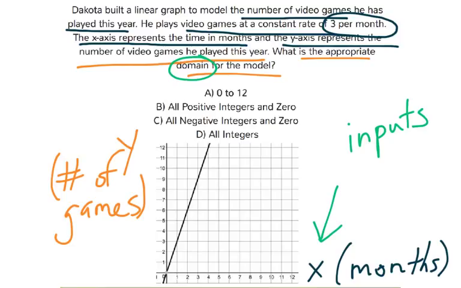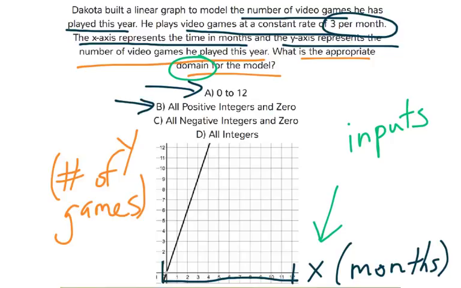A, 0 to 12. Well, 0 fits kind of where the graph is. You can look down here. And then 12 is kind of where it's at the end here. That could be the answer, maybe. B says all positive integers and 0. So that sounds pretty good already, right? All positive integers, except for one thing.